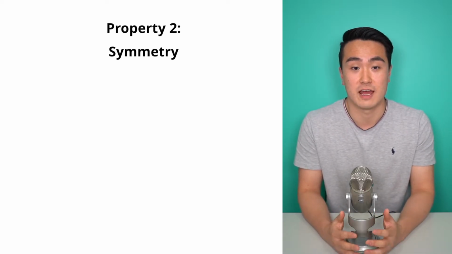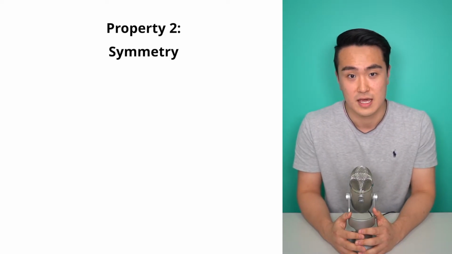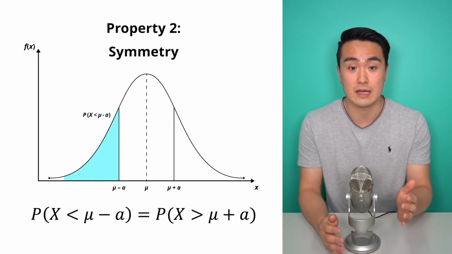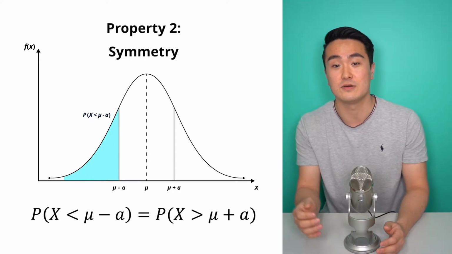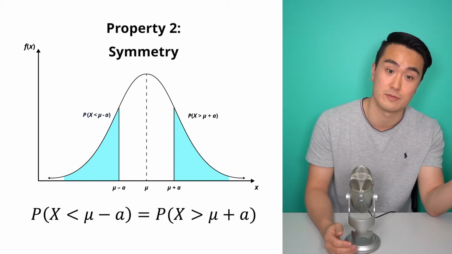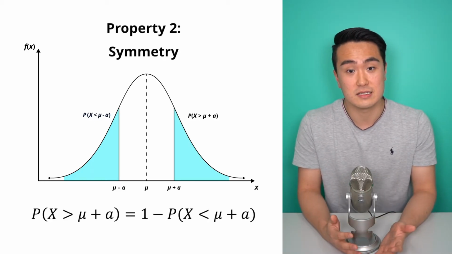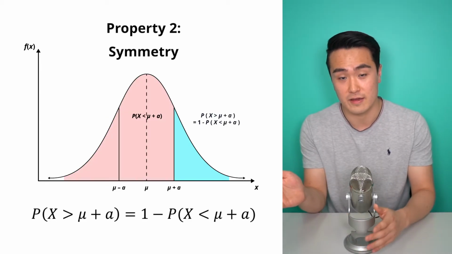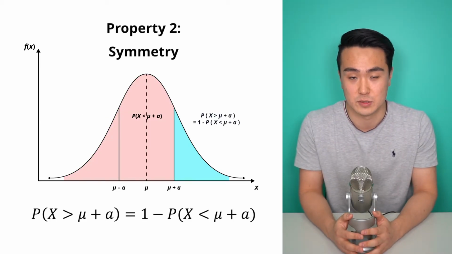The second and last property is that the normal distribution is symmetrical, so we can calculate ranges of probability efficiently. Since the normal distribution is symmetrical, we can deduce that the probability below the mean minus A is equal to the probability above the mean plus A. And because the total area under the PDF is equal to 1, the area above and below the same score will add up to 1.